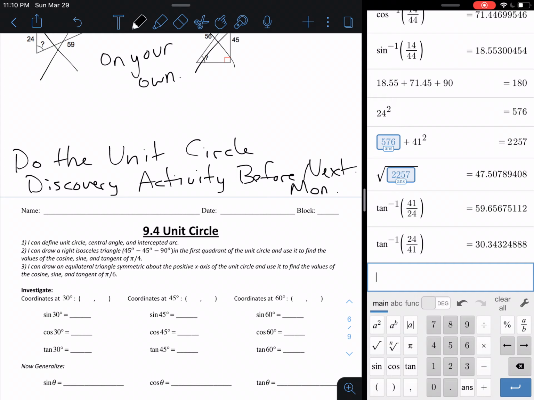The quiz on Friday, again, that's meant to just check to see how you're doing with understanding everything, won't have anything about the unit circle on it. But that still does not mean that you don't need to work on it before next week.